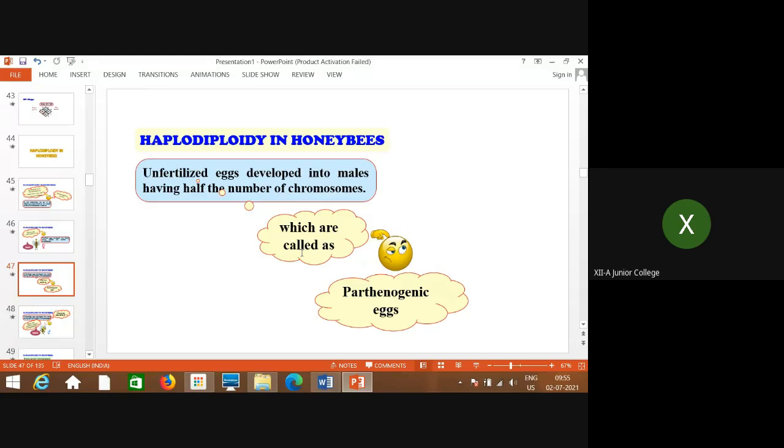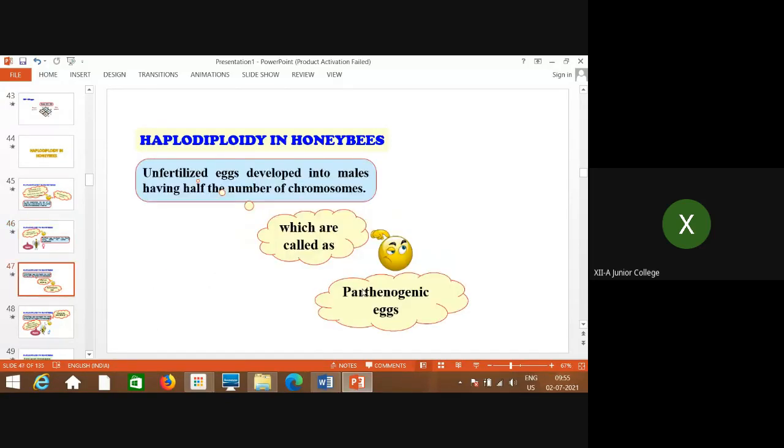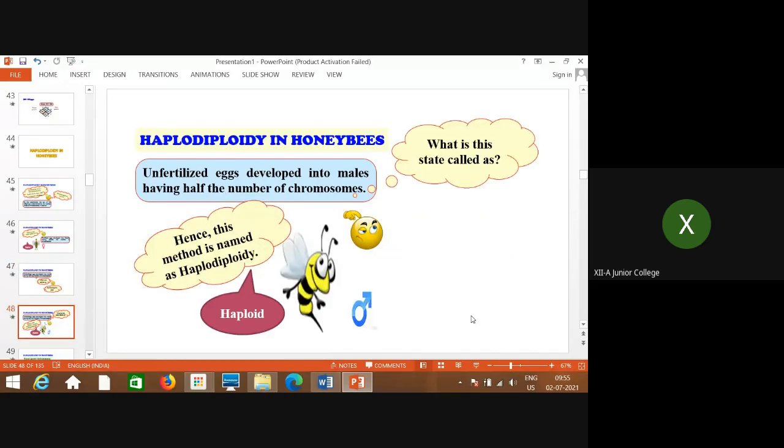The fertilized eggs are with two sets of chromosomes, right? Whereas unfertilized eggs have only one set. That means they have half the number of chromosomes, and are called parthenogenic eggs. Unfertilized eggs develop into males having half the number of chromosomes. And what is that state called? Hence this method is named haplodiploidy. Haploid in case of males and diploid in case of females. Try to understand. So that's why this is called haplodiploid in honeybees.